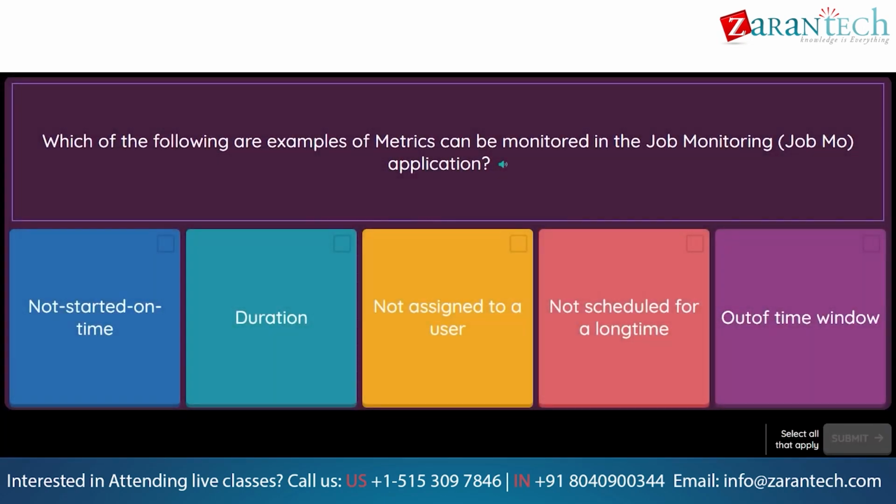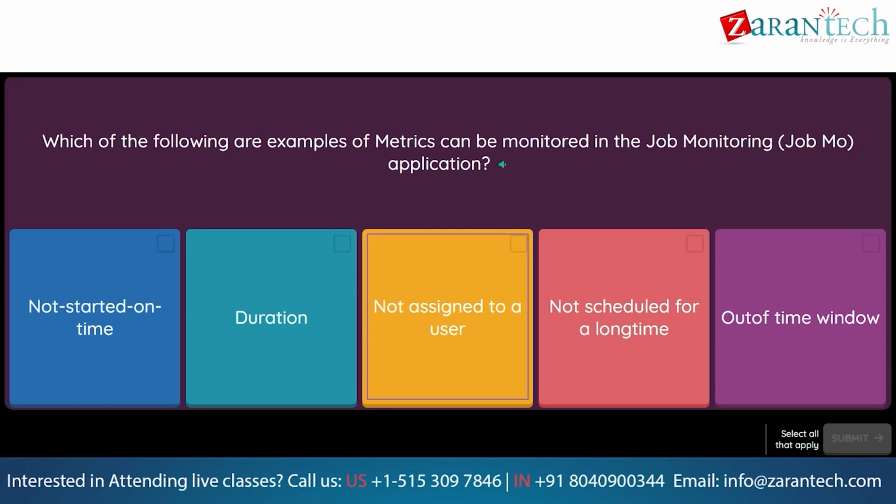Question: which of the following are examples of metrics that can be monitored in the job monitoring, JobMon, application? Option 1: not started on time. Option 2: duration. Option 3: not assigned to a user. Option 4: not scheduled for a long time. Option 5: out of time window.